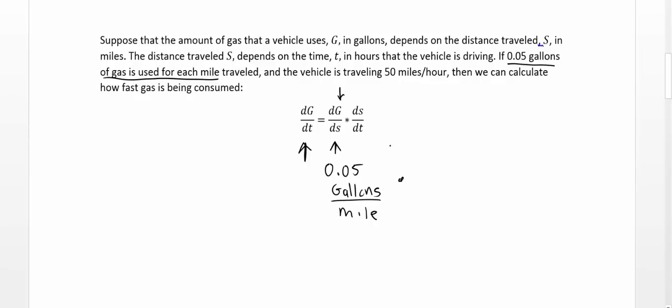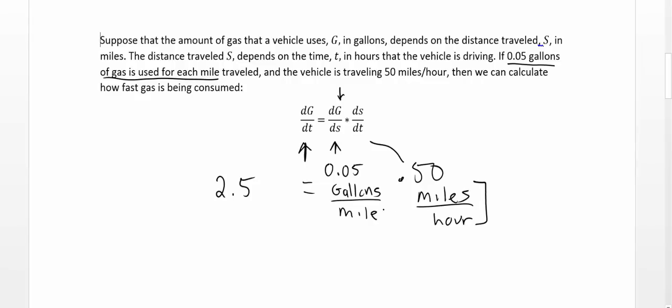So we're multiplying here, 50 miles per hour. And so if we multiply these two numbers together, 0.05 times 50, we get the number 2.5. And now let's check out the units. So here we have gallons per mile, and here we have miles per hour. So the miles units are going to cancel. And that means that the units of our 2.5 here are going to be in gallons per hour.